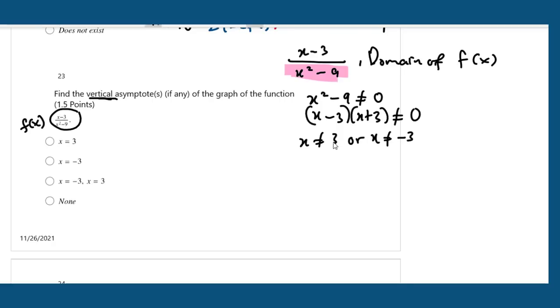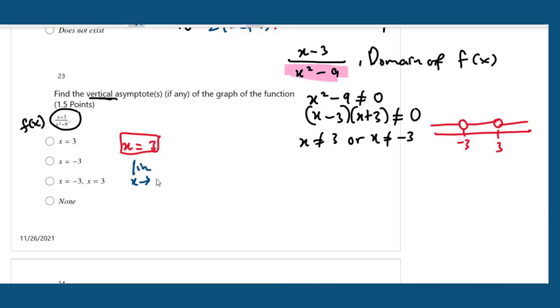And check before you say this is a vertical asymptote. When x is equal to negative 3 and 3, you should check. Let's say check when x is equal to 3. First case, find the limit. So actually the domain is real numbers except 3 and negative 3. So take this one, take the limit.